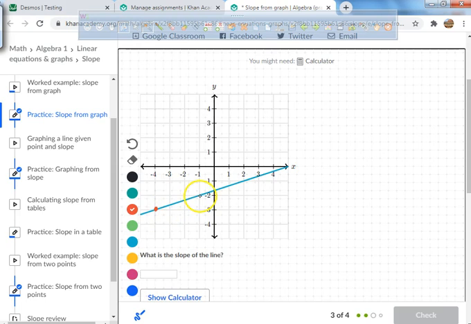Does it hit perfectly right here? Yes. Scanning, scanning, scanning. What about there? Yes. So in my mind, I'm going what? I'm going up a certain amount and over a certain amount. Now remember, slope is equal to what? The rise, the change in the y over the change in the x.